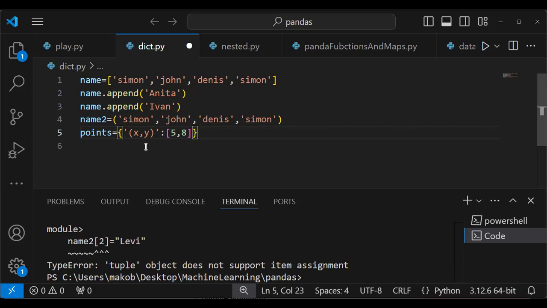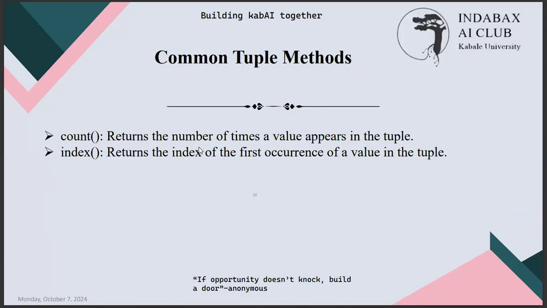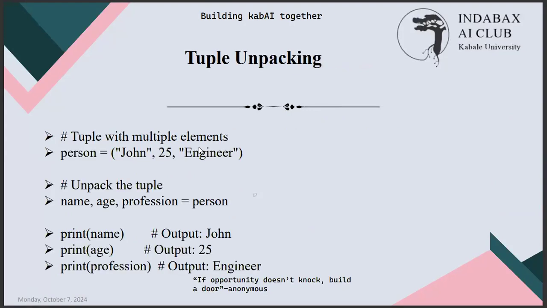So because of that property, if you have a dictionary like this storing coordinates, you will define your keys using tuples because you don't want to come back and change them. But then your values, you can store them as a list, because now X is 5 and Y is 8, but you have a chance to change this later on, but this you can't change. I hope this is okay. Okay, so those are the key characteristics of tuples.